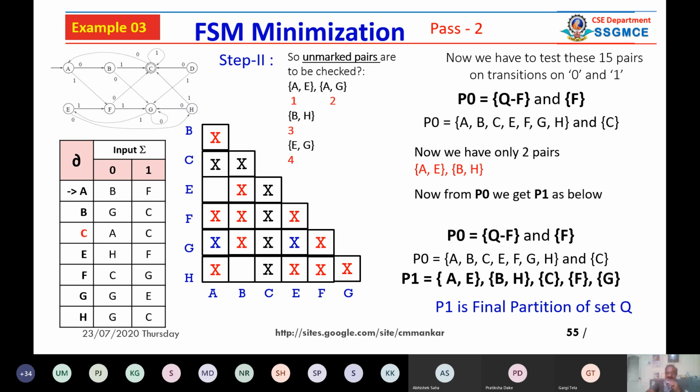AE means you can merge A and E into one state. You can merge B and H into one state. In this way, you can reduce 2 states from the given states. 8 में से हम 2 कम कर सकते हैं. D हमने already निकाल दिया because D was unreachable. So in this way, we have only 1, 2, 3, 4, 5 items in partition P1 like this.